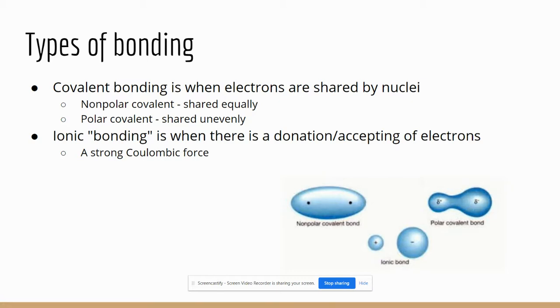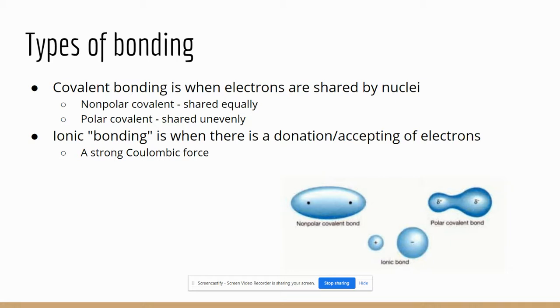So there's two main types of bonding, covalent and ionic. There is nonpolar covalent, which if you don't have the word before covalent, you can assume it's nonpolar covalent. That's when electrons that are bonded are shared equally. So that is like the image you see. The blue is representing what's called electron density, which is just where the electron may be. Then there's polar covalent, where electrons are shared unevenly.